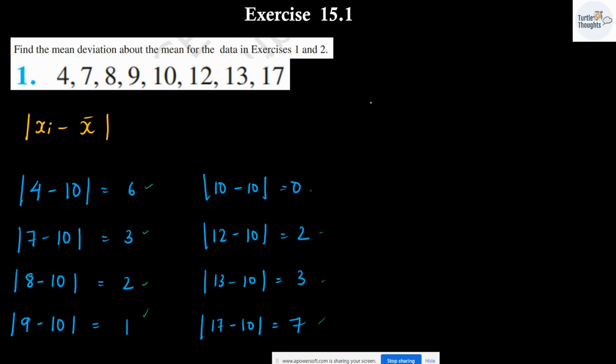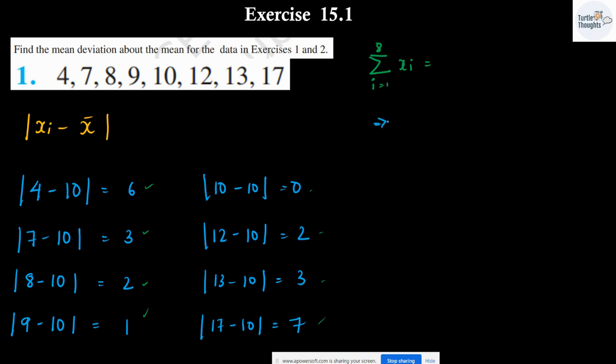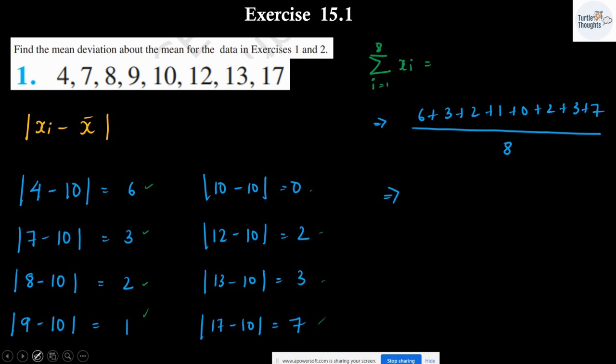In order to do that, let me write down the equation here again. It is going to be from i till 8, because 8 numbers are there. Now I need to add up all these numbers: 6 plus 3 plus 2 plus 1 plus 0 plus 2 plus 3 plus 7, whole divided by 8, because there are 8 numbers.